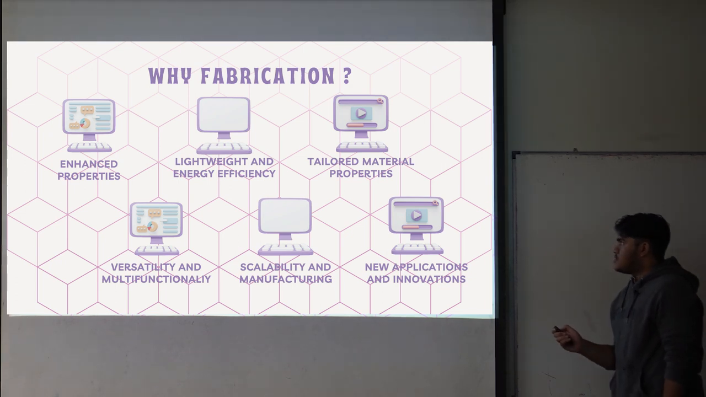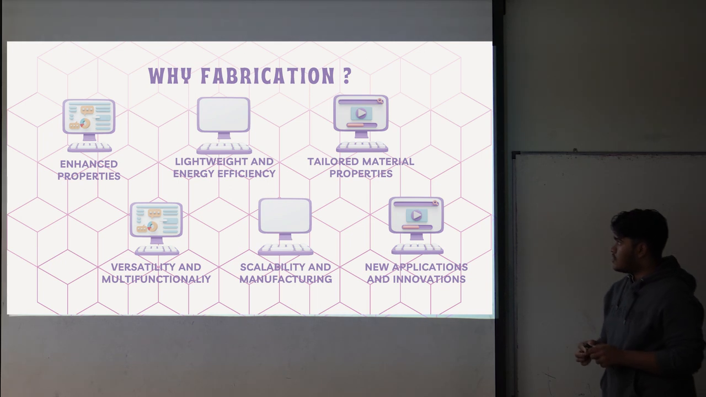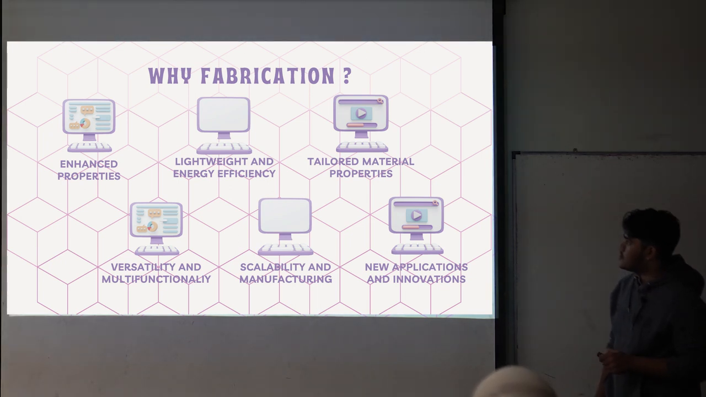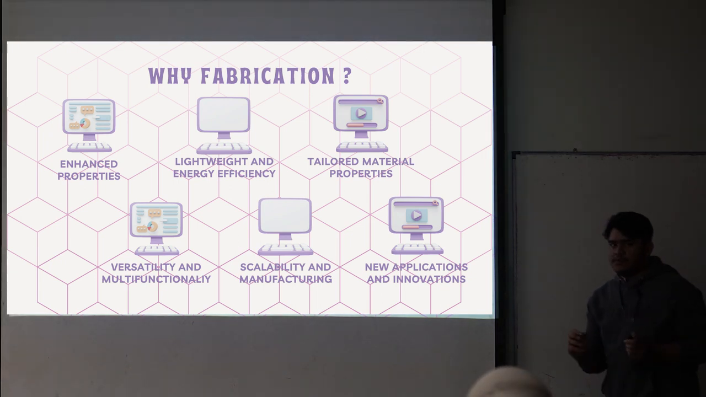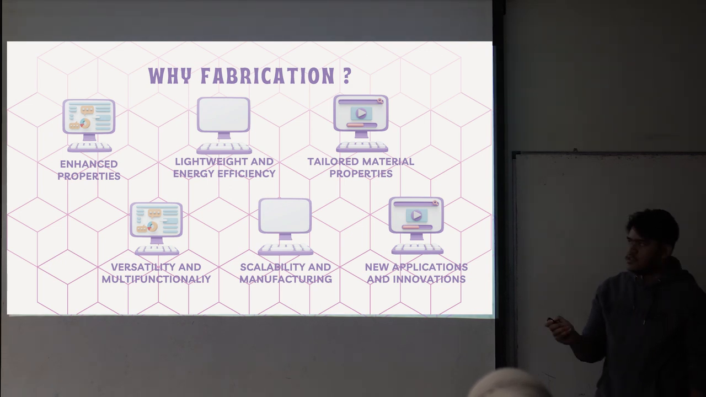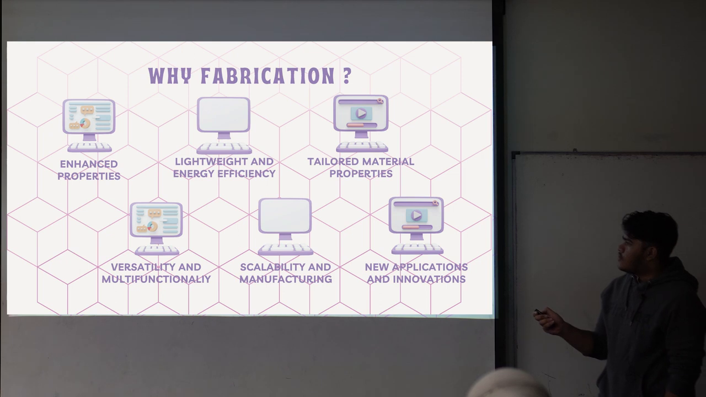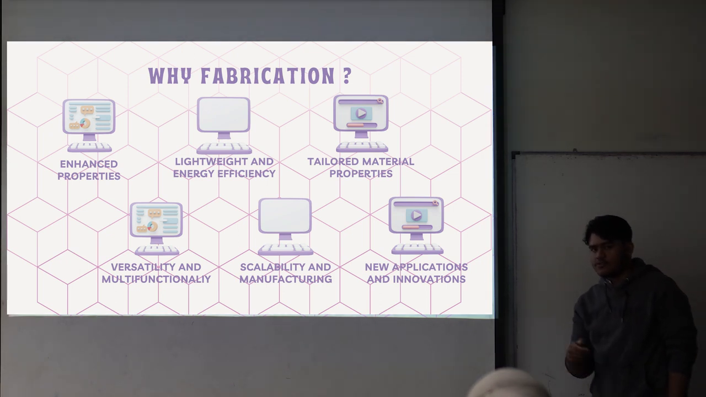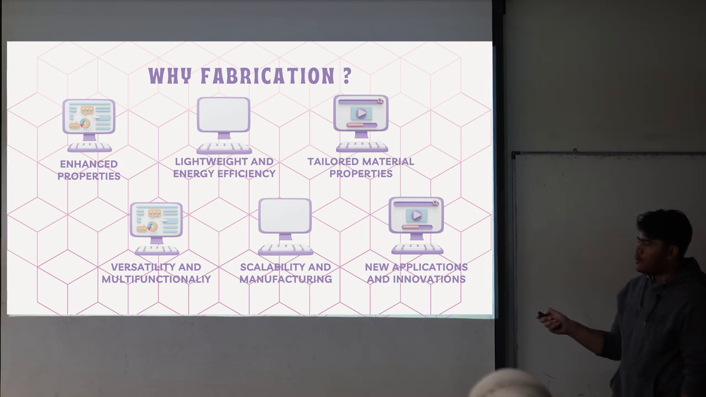And the third one is tailored material properties. Basically, when you have a nanomaterial and you go through a specific fabrication technique, you will get a specific nanomaterial, nanocomposite. For example, you have cellulose, you go through the fabrication technique of cellulose, you get nanocellulose. So you basically get what you want. So that's tailored material properties.